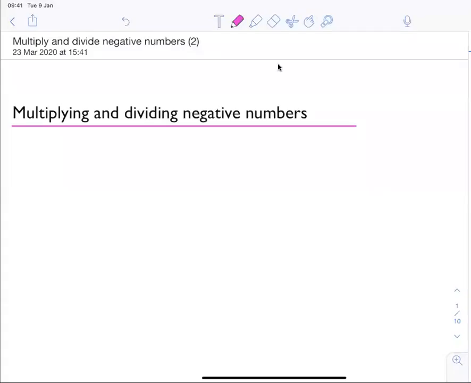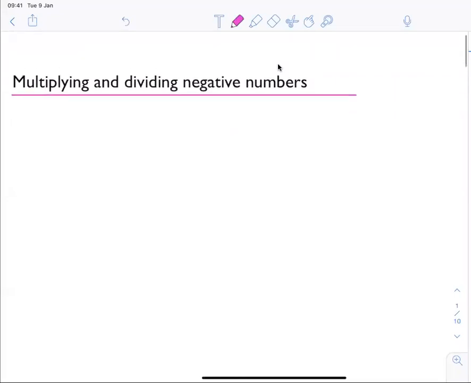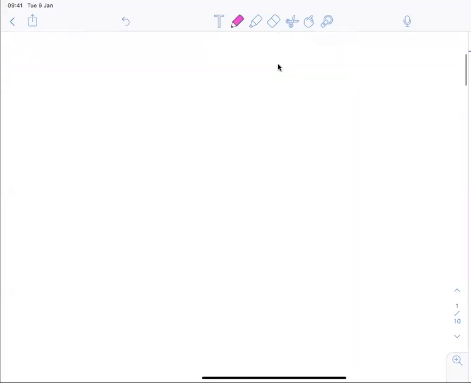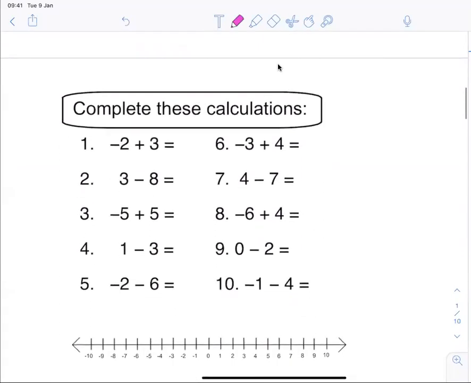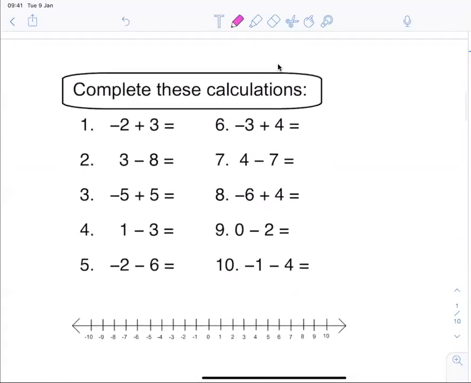Hello everyone, so this is the second video in the sequence on negative numbers. We've done addition and subtraction of negative numbers, so now we're going to look at multiplying and dividing them. Before you start, you should really be able to do the addition and subtraction very confidently. So can you just pause the video for a second and quickly complete the 10 calculations that are on the sheet in front of you.